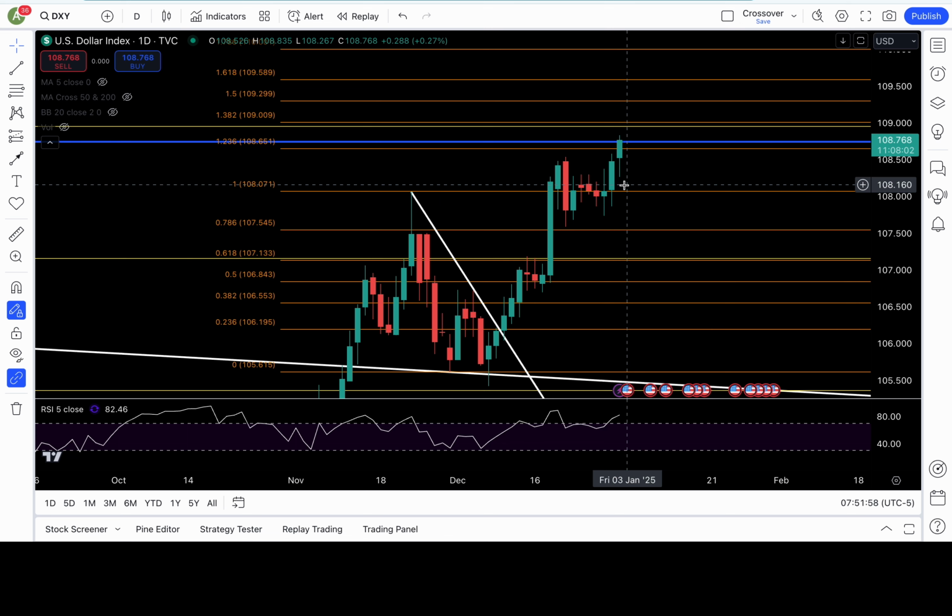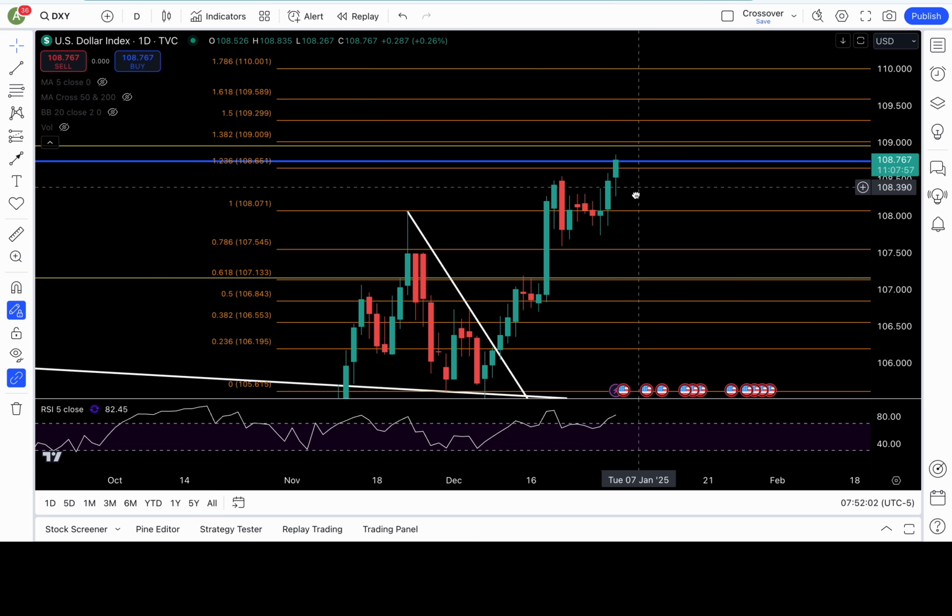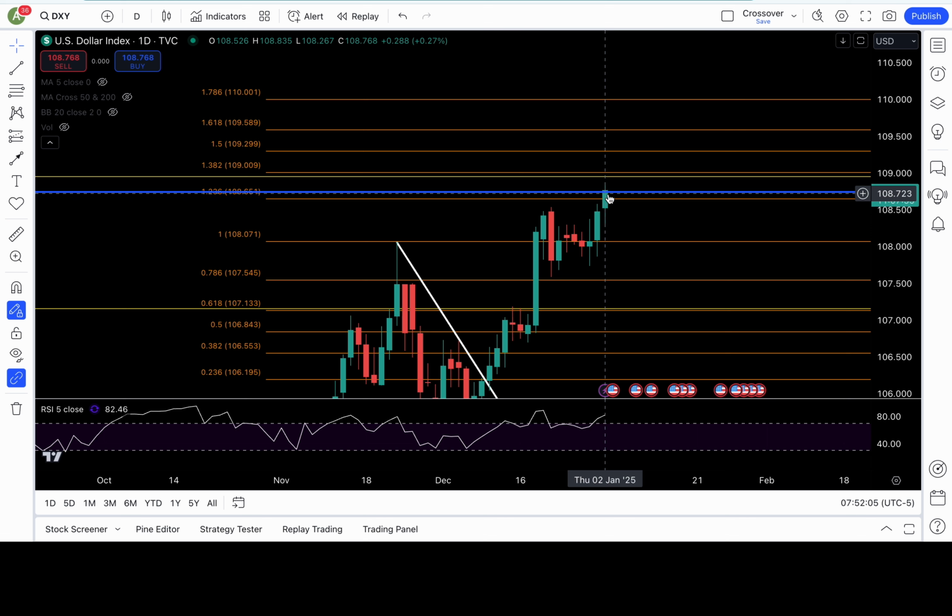DXY gave us that bounce, got above 108, and now it's trying to clear that 108.6 level. I mean, DXY bullish. Gotta watch out for SPY now, okay? And if it's above 108.6, 109 and 109.3 all remain in play. Can't get bearish unless it gets below 108.6 and back below 108.